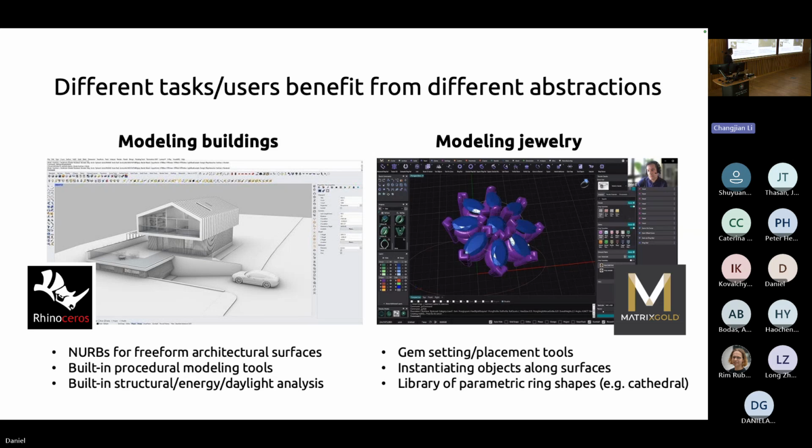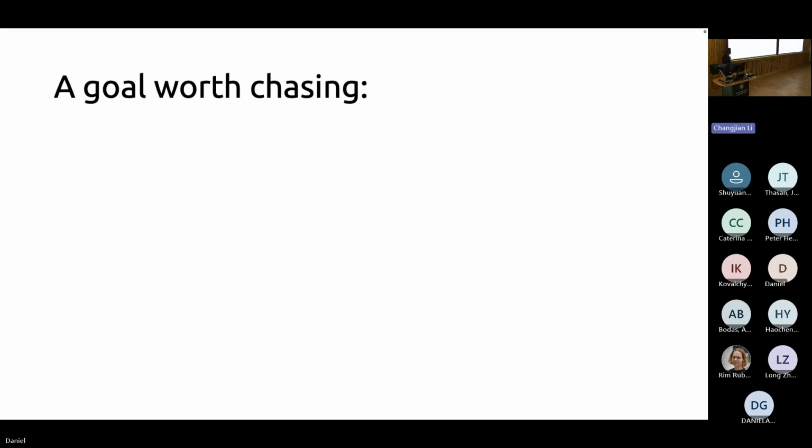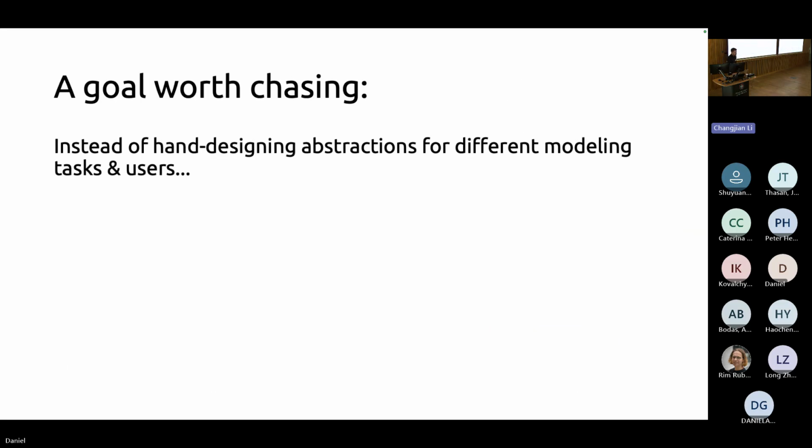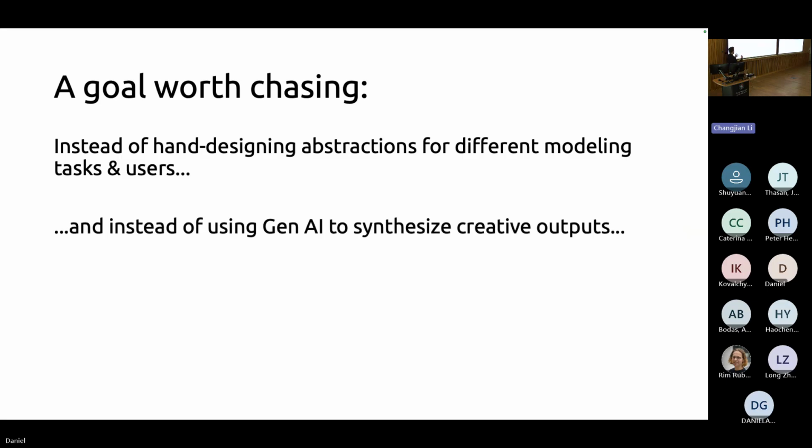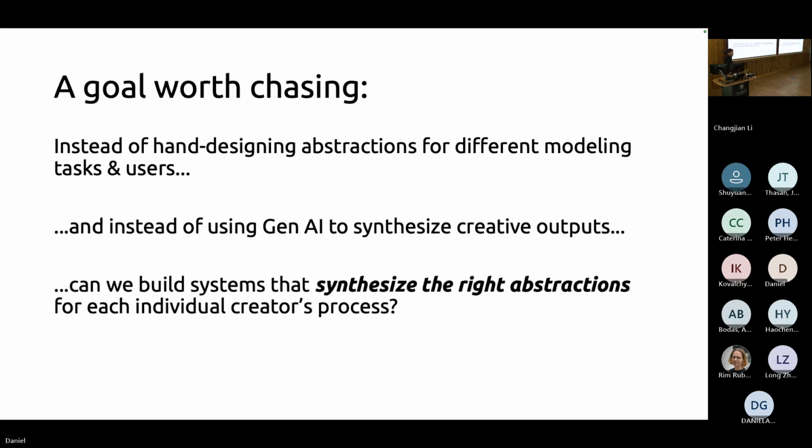Okay. So with this in mind, here is a goal I think is worth chasing. Instead of doing what all of the developers of all these tools I just mentioned did, which is to hand design all these abstractions for different modeling tasks and different users, and instead of doing what the zeitgeist of the research field at the moment is, which is to use Gen AI models to synthesize 3D models directly, how about we try to build systems that synthesize the right abstractions for each creator's process? Basically, generate the tools that are going to make sense for that individual user for the thing that they want to do.